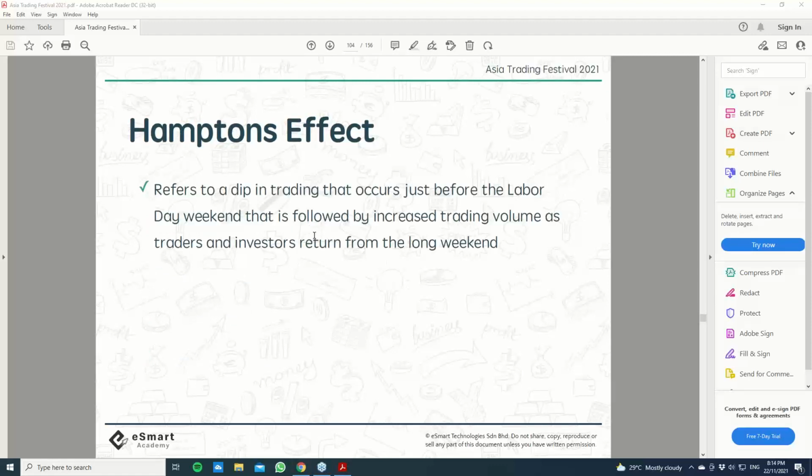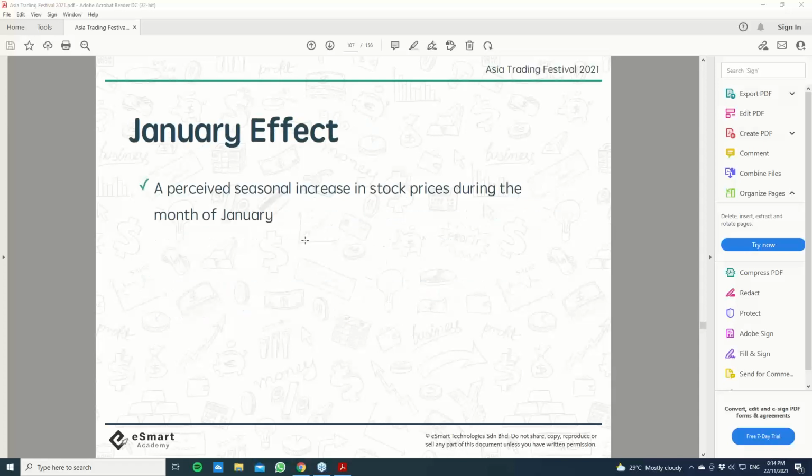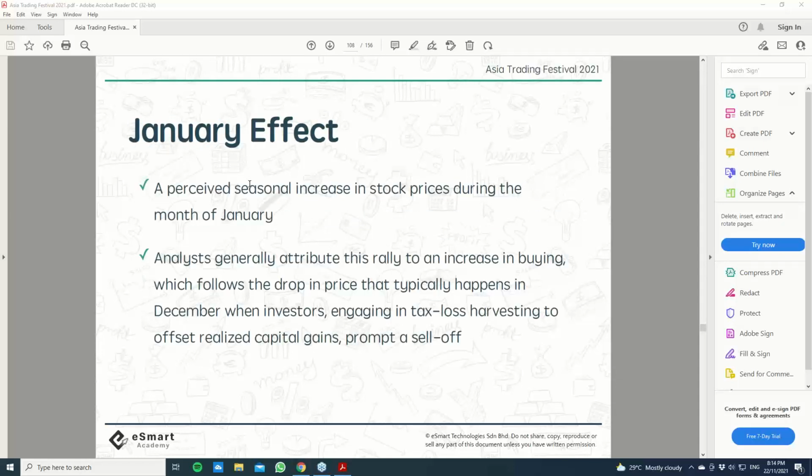So for example, another one here, the Hamster effect. Some of this, of course, you can just Google, and you'll be able to understand a little bit of the origins of all these effects, where these statistics come from. But I want to show you again all these things, like January. I think January is something that some investors would look into.